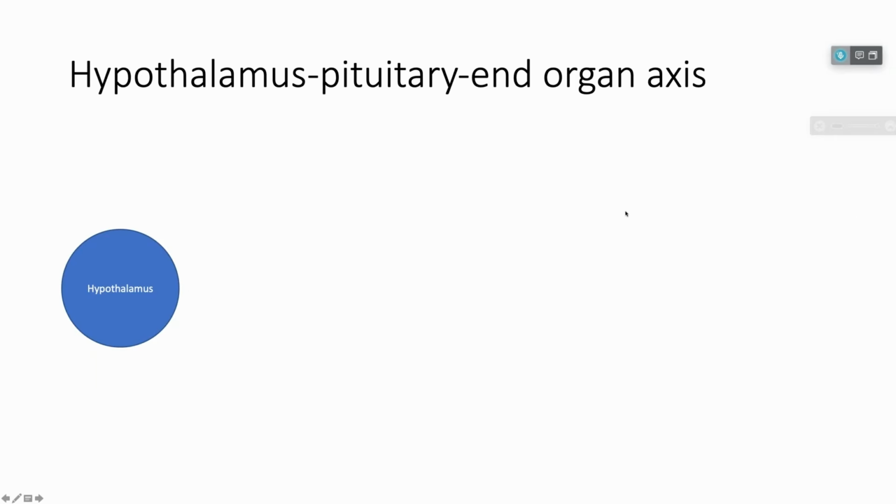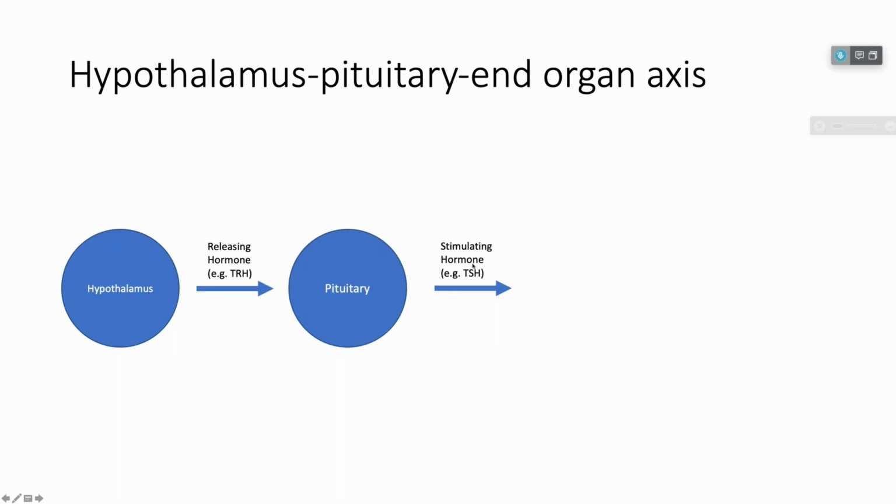All right. Okay. So next we're going to talk about the HP and organ axis. So it could be the HP thyroid axis, HPA axis. The general way that you have hormonal control in your body is that you have the hypothalamus, which releases some releasing hormone, so TRH, thyrotropin releasing hormone, for example. It acts on the anterior pituitary, and that releases a stimulating hormone like TSH, which works on some sort of end organ, like the thyroid or the adrenal cortex or something.